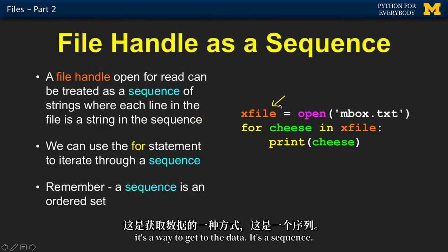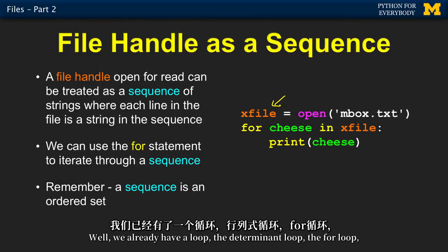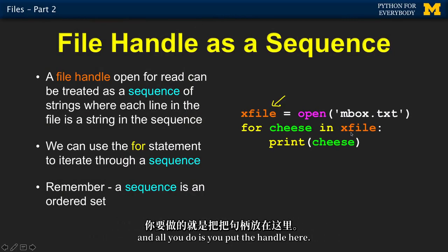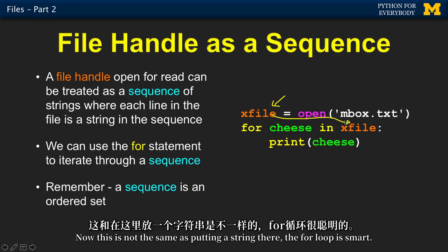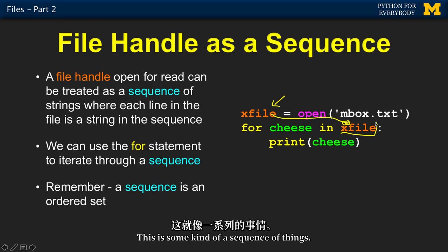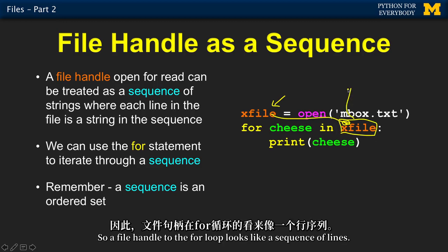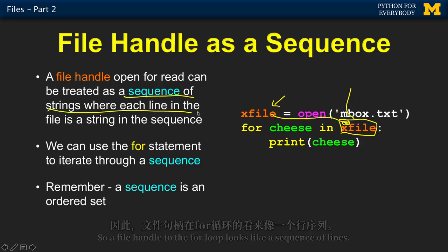It's a sequence. Well, we already have a loop, the definite loop, the for loop, and all you do is you put the handle here. Now, this is not the same as putting a string there. The for loop is smart. This is some kind of a sequence of things. So a file handle to the for loop looks like a sequence of lines. It's a sequence of lines.